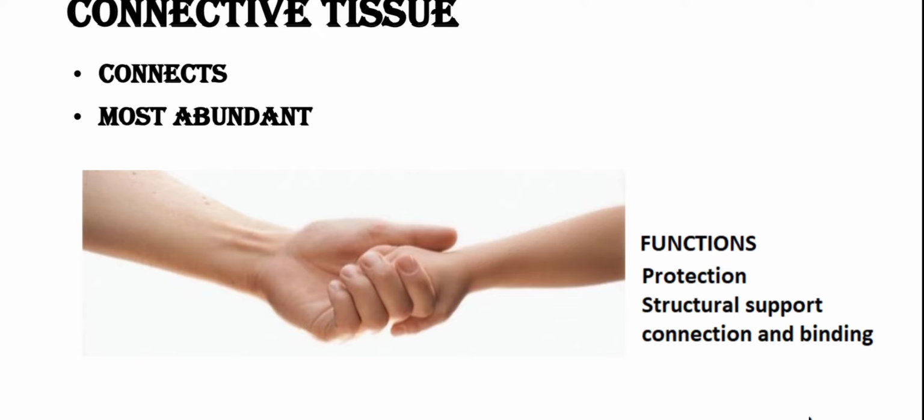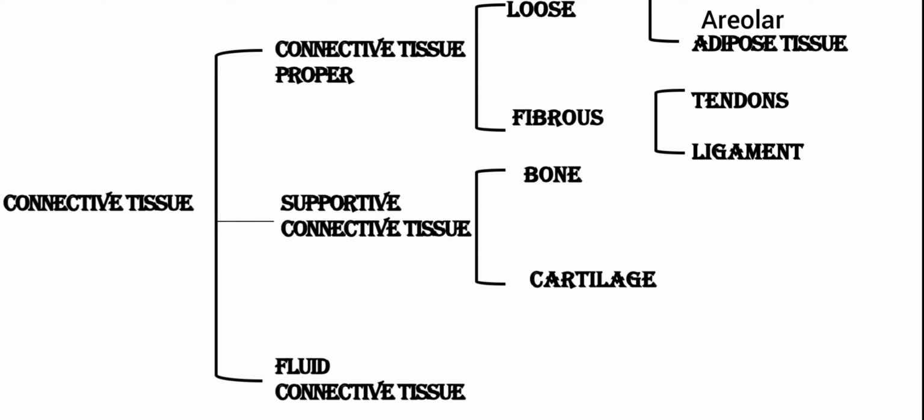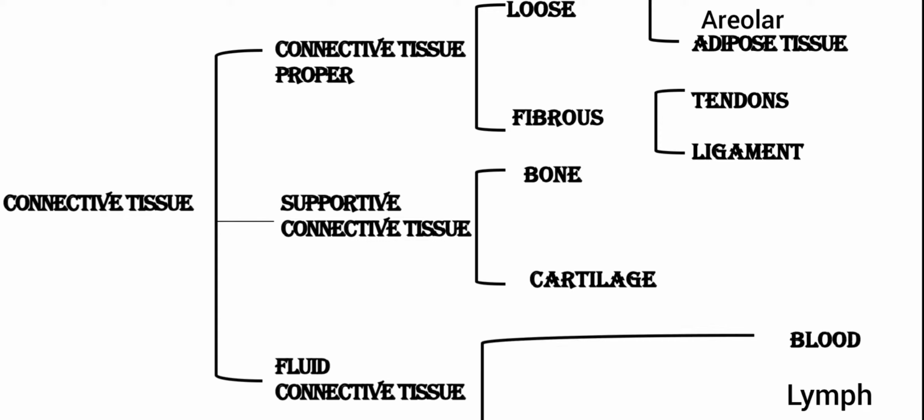The basic functions of connective tissue are protection, structural support, connection and binding, storage, transportation, and immune function. Connective tissue can be classified into connective tissue proper, supportive connective tissue, and the fluid connective tissue, which can be further classified into areolar tissue, adipose tissue, tendons, ligament, bone, cartilage, blood and lymph. One by one, we'll be learning about each one of them.